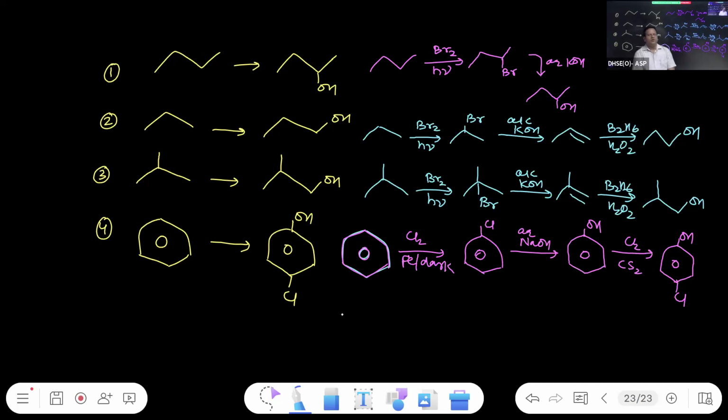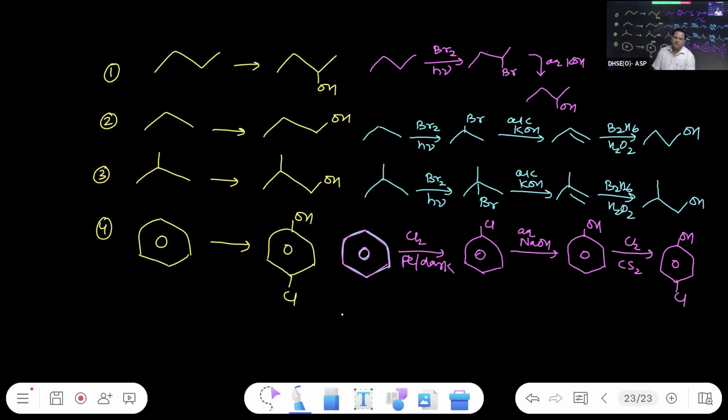Alternatively, we convert the carboxylic acid into an ester by treating it with alcohol, the same alcohol that we need. Then the ester undergoes hydrogenation to form 2 molecules of alcohol. The last one is from haloalkane, how to prepare alcohol, by treating with aqueous KOH, a nucleophilic substitution reaction.